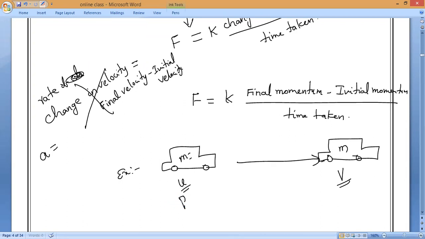What is the momentum in this case? Let me consider this is P1. So P1 is equal to mass into initial velocity. Let me consider in this case P2. What is the formula here? Mass into final velocity.